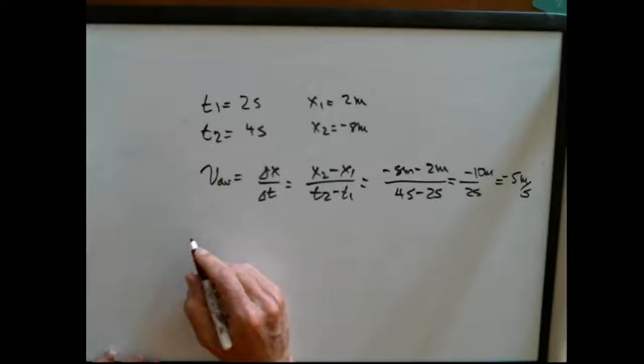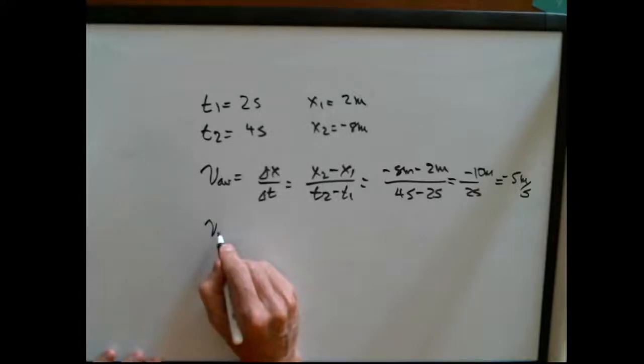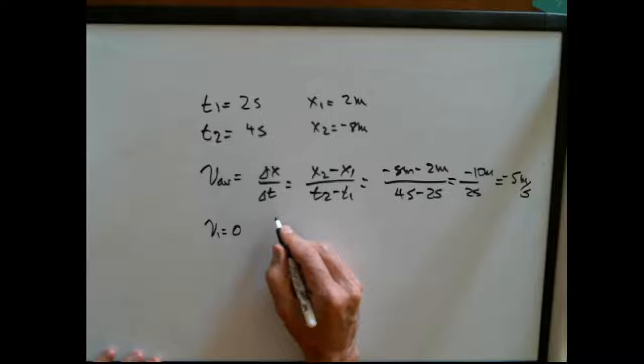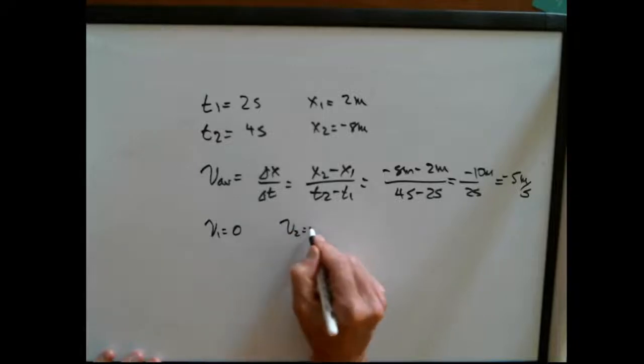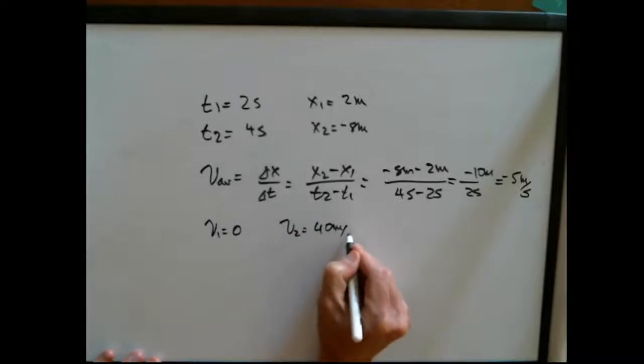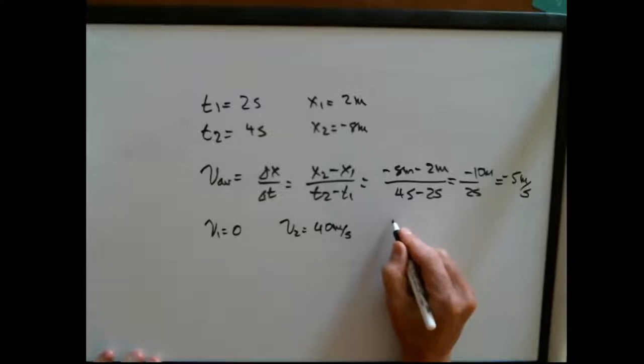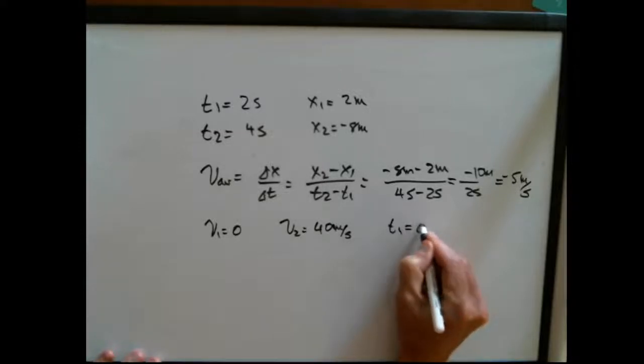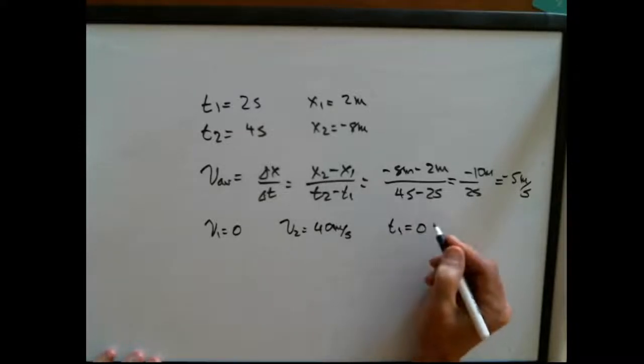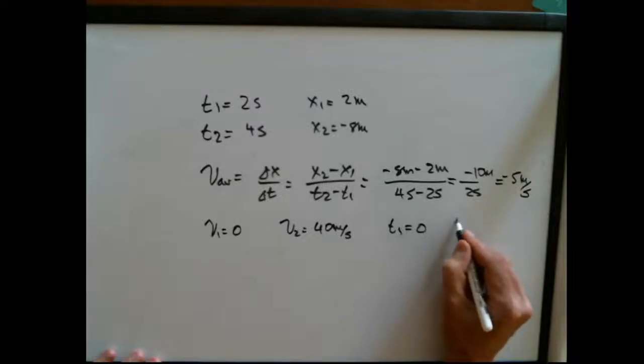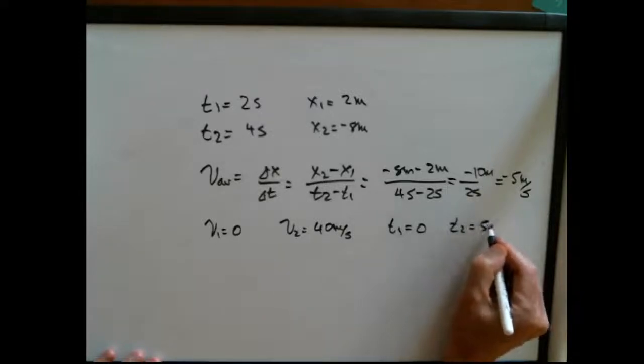where I'm saying a car starts from rest, and so that means v1 equals 0, and speeds up to 40 meters per second. v2 is 40 meters per second. And then I can pick t1 equal to 0 because all it's saying is the time is 5 seconds, and so I'll say t2 equals 5 seconds.